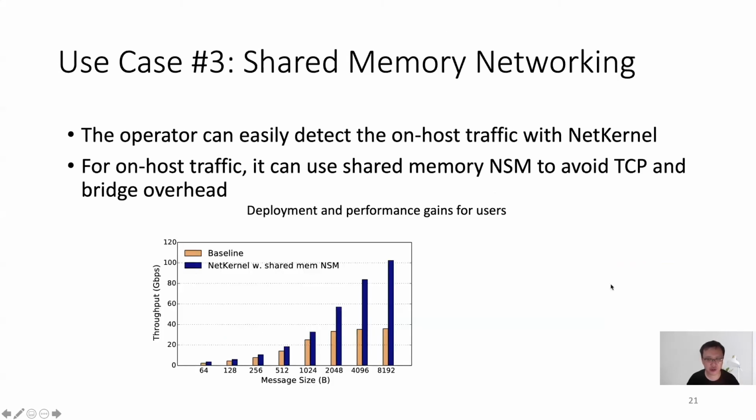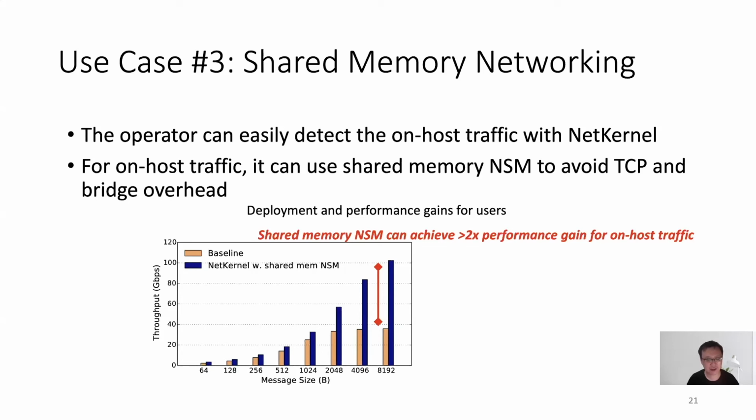In the third use case, we provide shared memory networking for inter-VM communication. With NetKernel, the operator can easily detect on-host traffic. It uses shared memory to avoid TCP and bridge overhead. Compared with the baseline, we can see that when the message size is 8K, the shared memory can achieve more than double the performance gain for the on-host traffic.